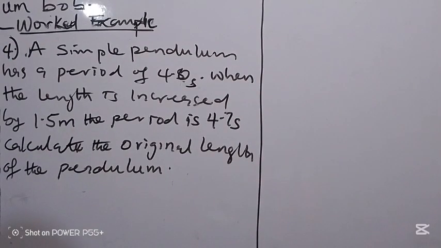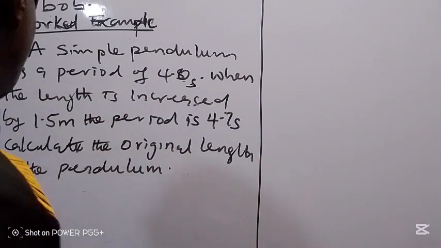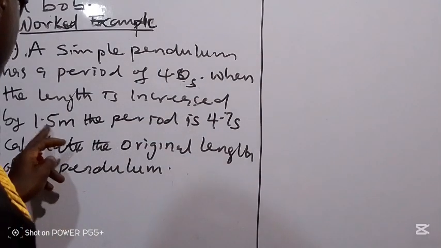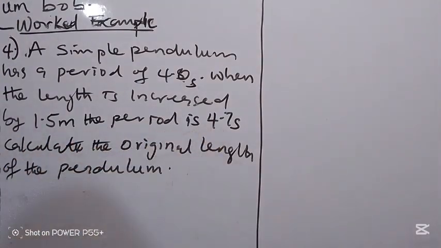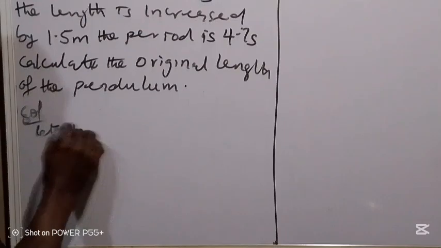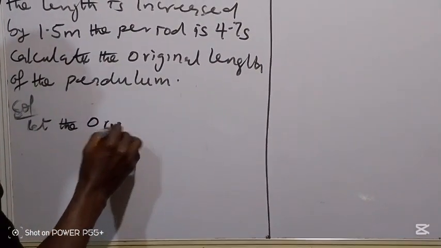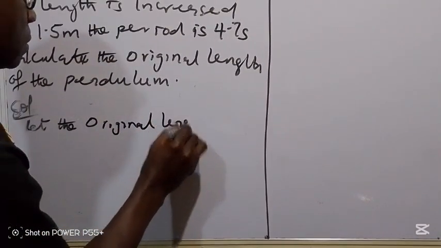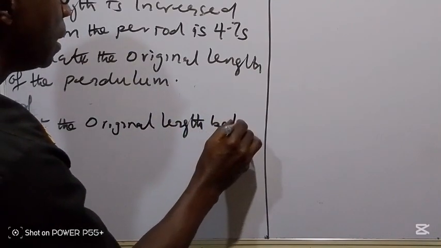Let's take this one as example 4. A simple pendulum has a period of 4.0 seconds. When the length is increased by 1.5 meters, the period is 4.7 seconds. Calculate the original length of the pendulum. Now, solution. Let the original length be L1.